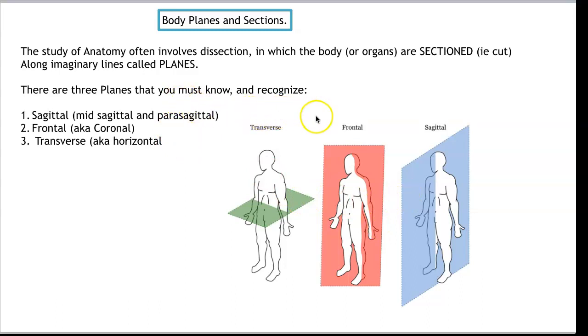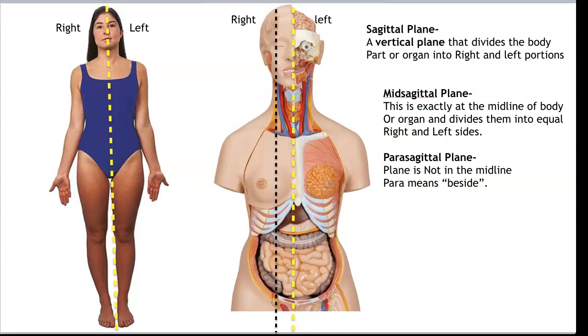There are 3 planes you have to know: sagittal, frontal, and transverse. These are all planes that are cutting the body or an organ in some way. A sagittal section is a vertical plane, dividing the body into a right and left half. A frontal section, aka coronal section, is also a vertical plane. Vertical means up and down. It's dividing the body or organ into a front and a back side. And a transverse is a horizontal plane that's dividing the organ or body into a top half and a bottom half. So let's see what those look like.